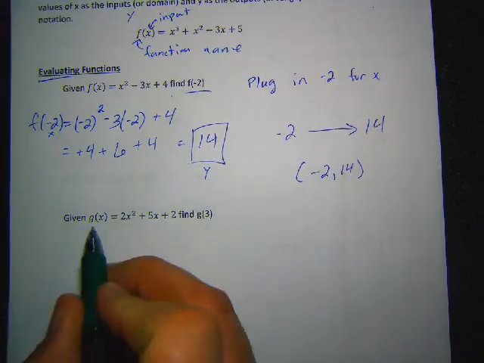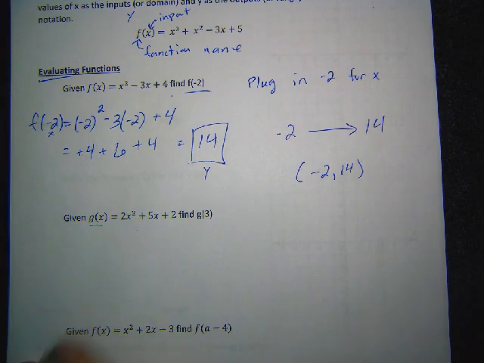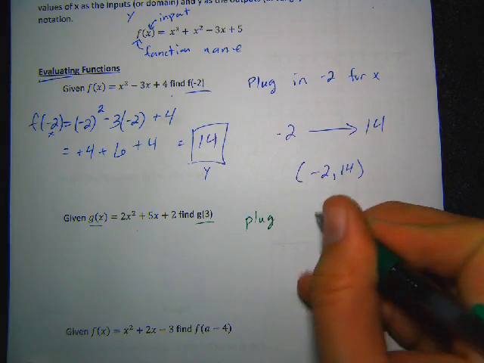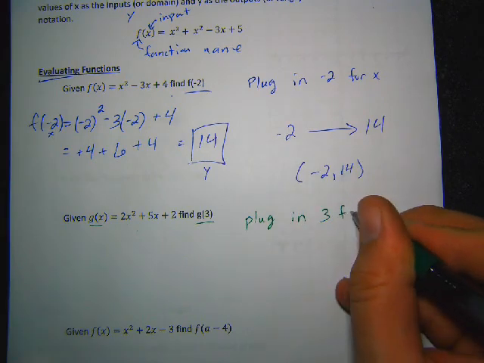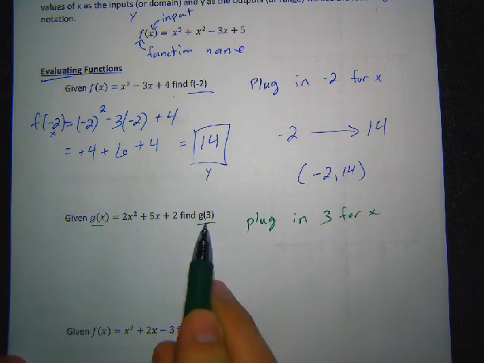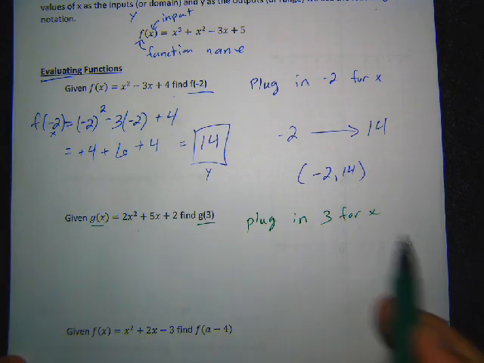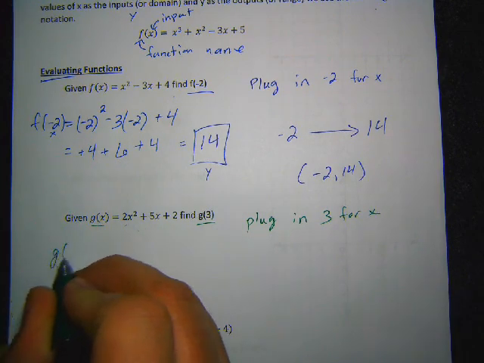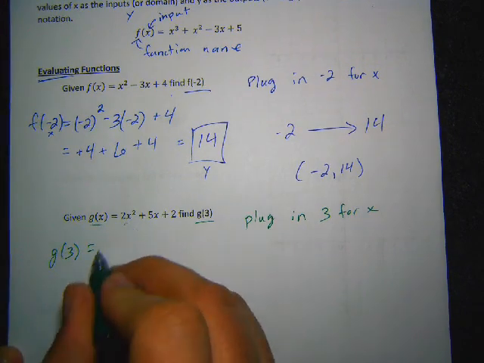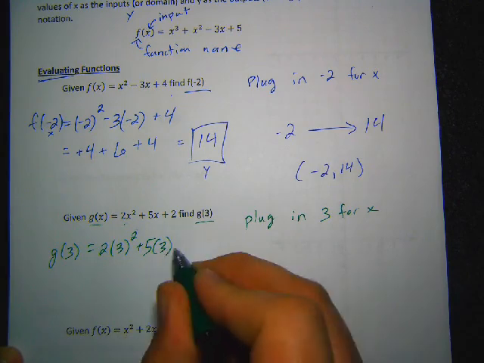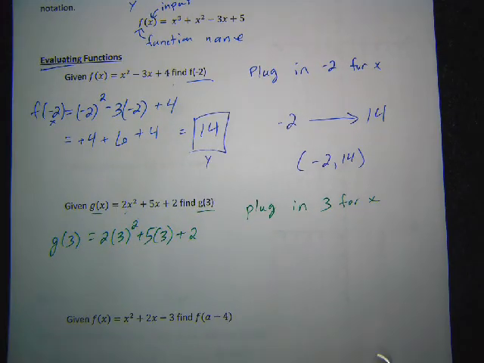So we got g of x this time is this equation, and they want us to find g of 3. Well, g of 3, again, that means plug in 3 for x. So we're going to replace this x with a 3, just like they did here, right? They took the x here, they replaced it with a 3. So that's what we're going to do. We're going to replace the x with a 3. So to find g of 3, replace this x here. So we have 2 times 3 squared plus 5 times 3 plus 2. All right, so we replace those x's with 3's, and then we do our calculations.